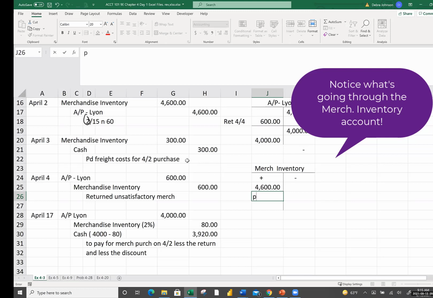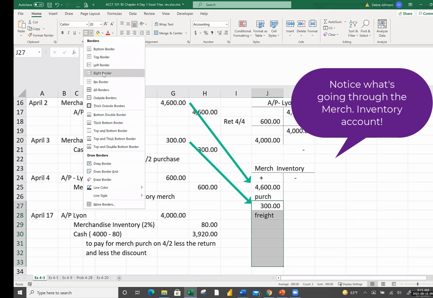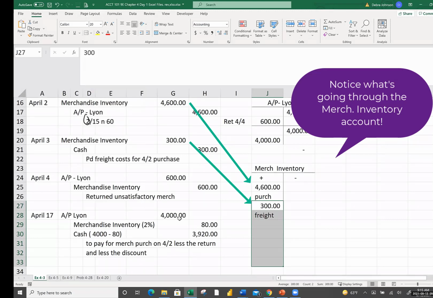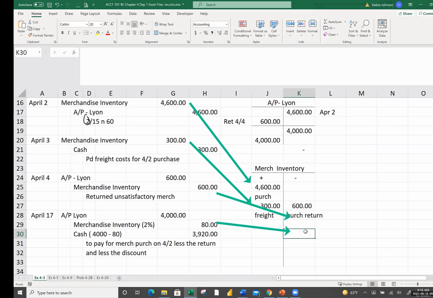Okay, here was the purchase. And here was some freight. What I'm doing is creating an inventory account that's going to help us later, probably in the next class, actually. Here is a return. This was a purchase return that made the inventory go down. And here is that discount, that $80 discount.